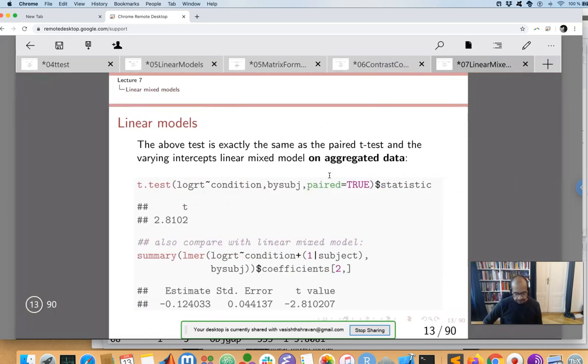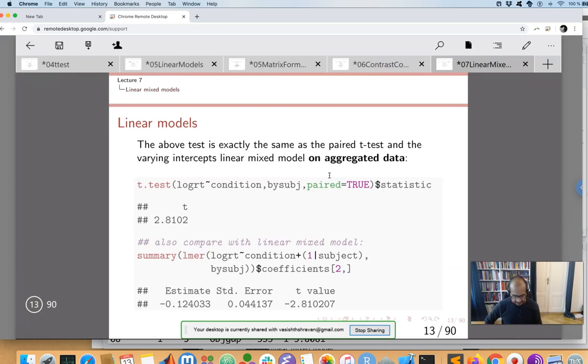Okay, so the test that I just did is basically the paired t-test, right? The one sample t-test is exactly the same thing as the paired t-test, and this paired t-test could have been done in a different way.